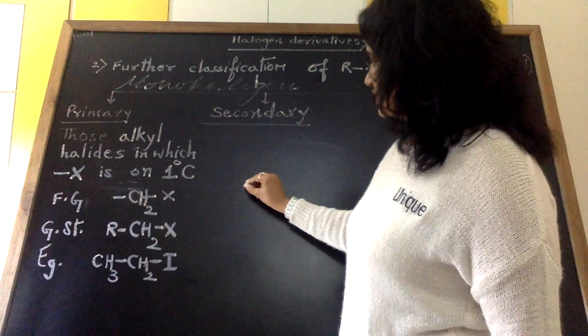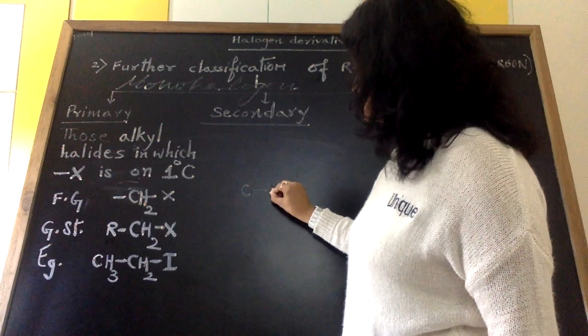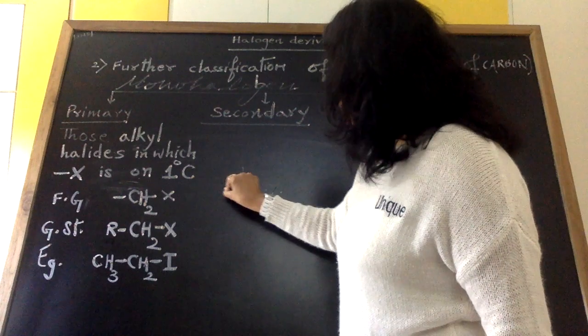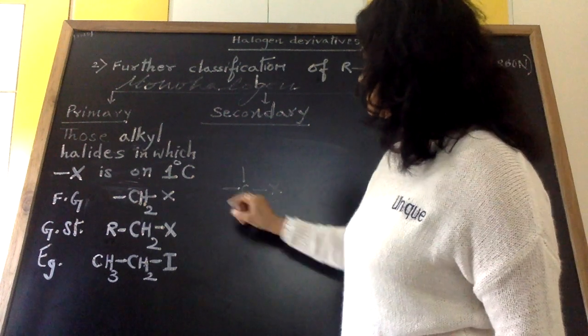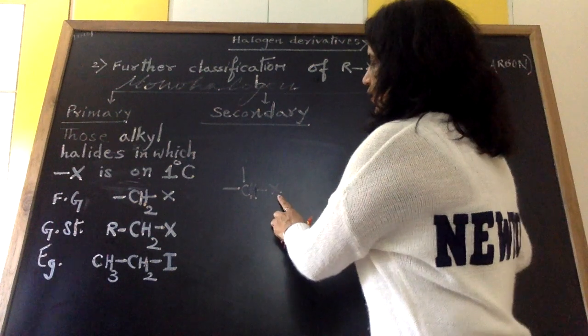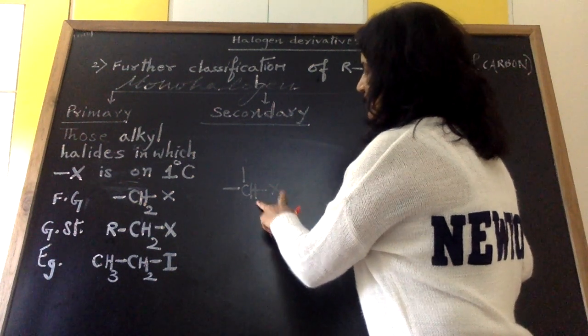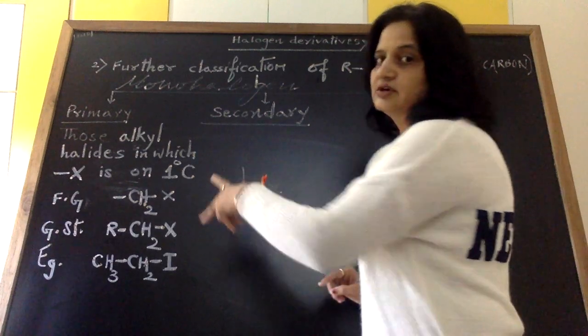Now I make the functional group. Carbon having a halogen, two bonds left empty, one bond blocked for H. So carbon has 4 bonds, one with halogen, one with H, 2 left for carbons, so that it becomes a secondary carbon.